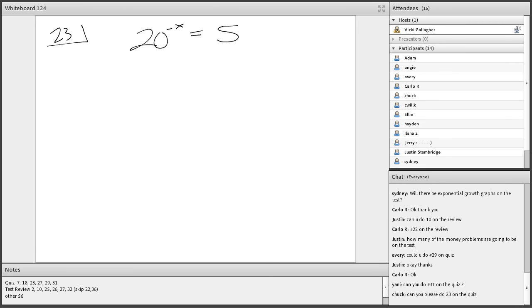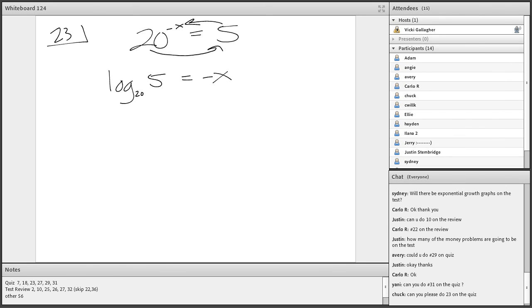All right, so this one is currently in exponential form. I cannot write this as a common base because 20 is 4 times 5. It's not like 5 to a power. So I'm going to change it to logarithmic form. Log, we start here, base 20 of 5 equals negative x.